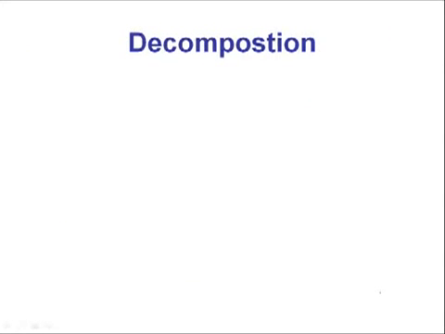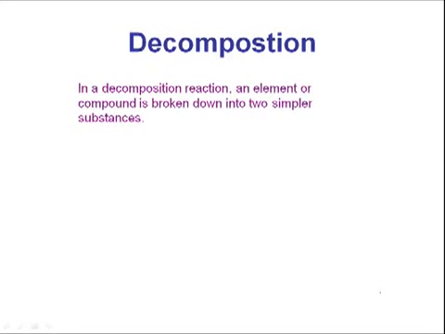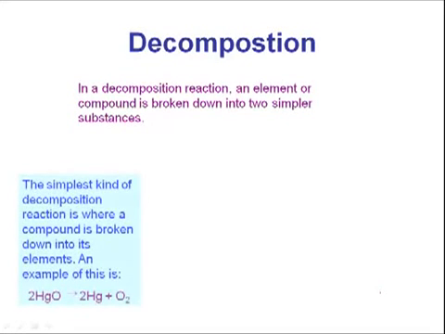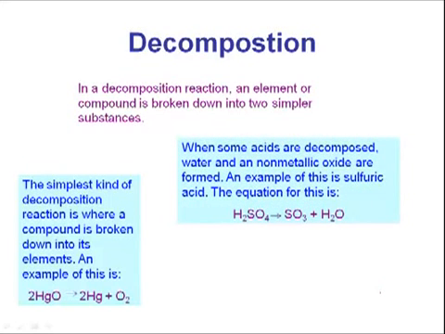Now, let's take the reverse: decomposition. Decomposition is when you take a compound and break it into simpler substances. For example, if we take this mercury oxide, the compound is broken down into its elements, and we get mercury and oxygen as products. Another example would be taking an acid and decomposing it, for example sulfuric acid. It would decompose into sulfur trioxide and water.